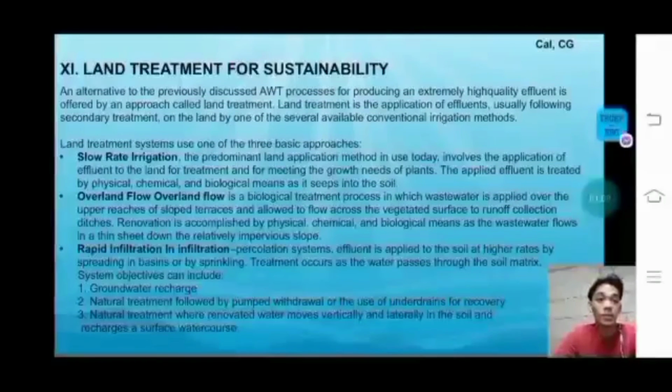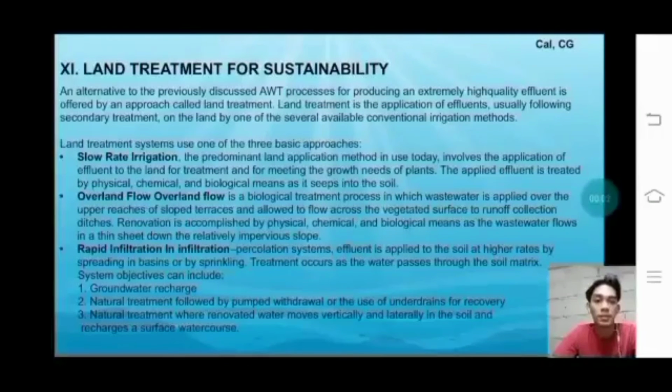11. Land treatment for sustainability. An alternative to the previously discussed AWT processes for producing an extremely high-quality effluent is offered by an approach called land treatment. Land treatment is the application of effluents, usually following secondary treatment, on the land by one of the several available conventional irrigation methods.